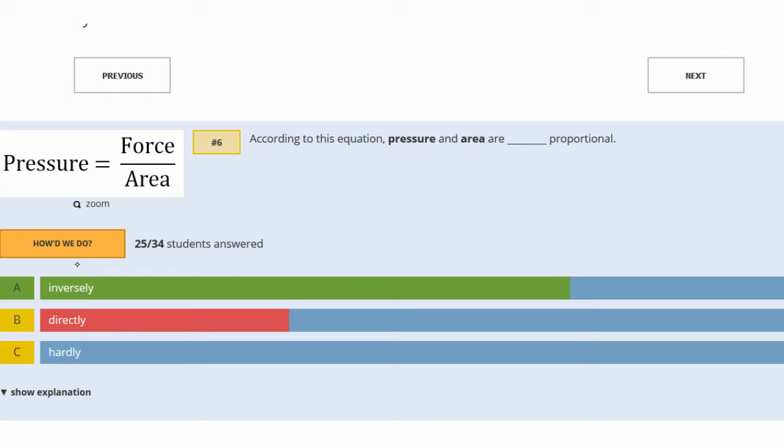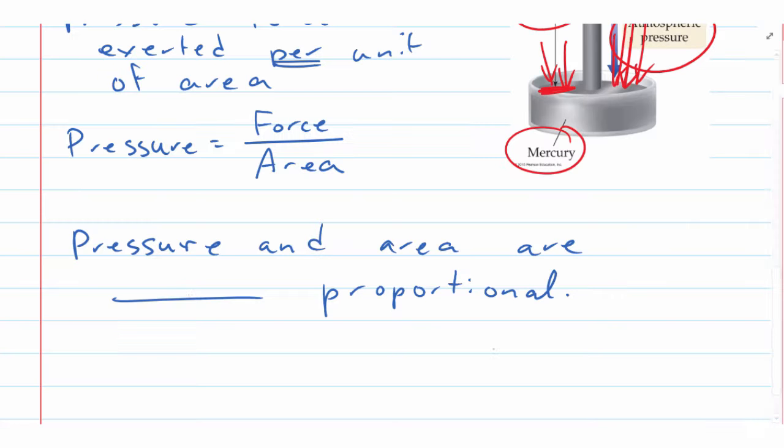That means that if we double one variable, the other one will be half. And if we cut one by a factor of 10, that means the other one will be multiplied by 10. Right. That's what an inverse proportion means. So pressure and area, we say, are inversely proportional to each other.